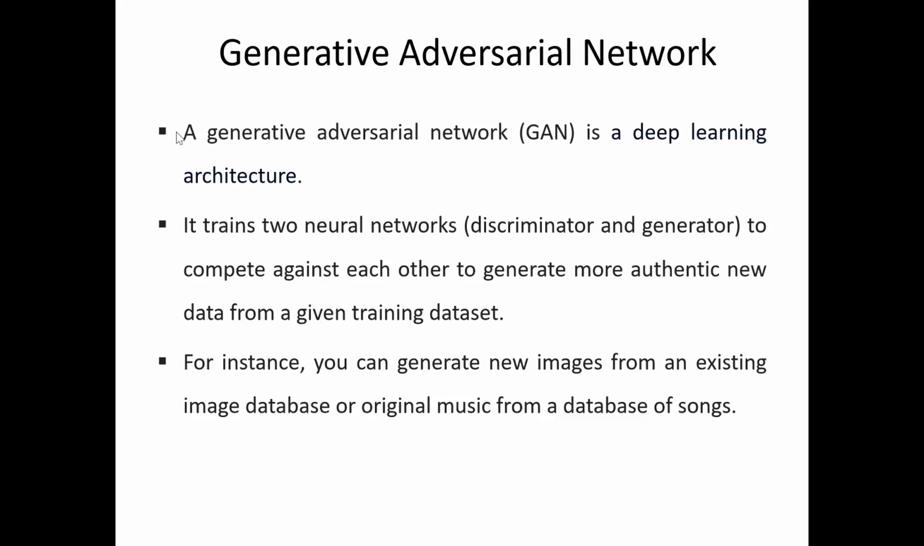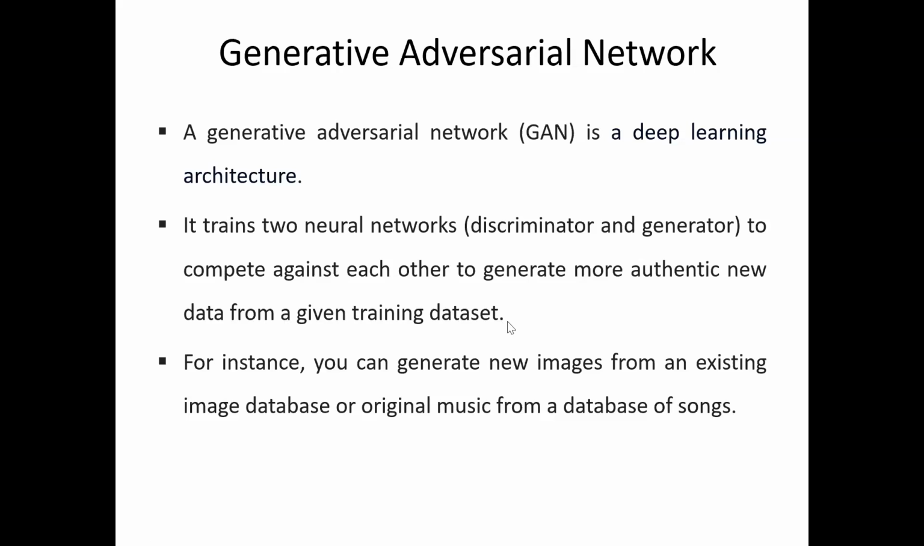Now, when it receives a particular fake image, it needs to distinguish whether this is a fake image or an original. So the discriminator is trained with the original images. Now it needs to distinguish whether these are fake samples or the originals. So they compete against each other to generate more authentic new data from a given training data set. And it has a lot of applications, like it can be used to generate synthetic data. When you have very small scale data, but you need more data, the new data may be generated with the help of GAN.